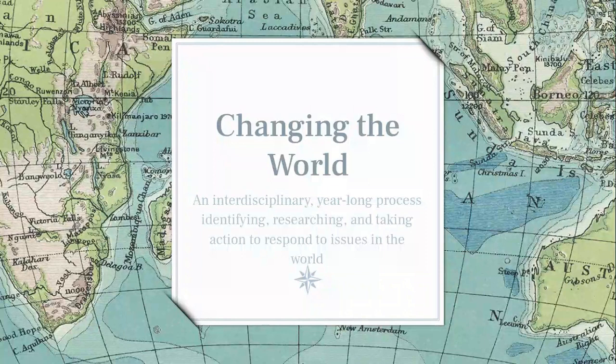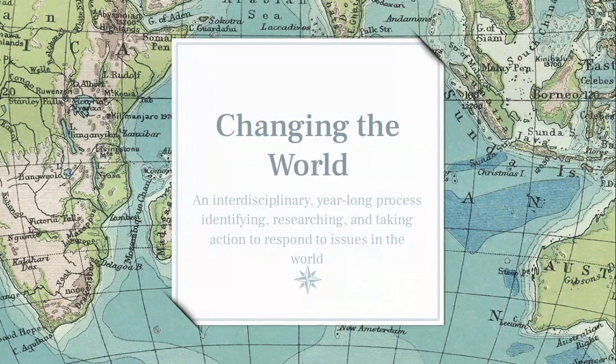So Changing the World in a nutshell is an interdisciplinary year-long process where students are identifying, researching, and taking action to respond to issues in the world. It's important to understand a little bit of information about the cohort that I work with as we get into what makes up the components of this project. These students are accelerated 8th graders taking 9th grade global and English 9 honors. So they have relatively high Lexile levels and they engage very well in school content, activities, things like that. They have the same English teacher. So the English teacher and I have the ability to align quite closely.